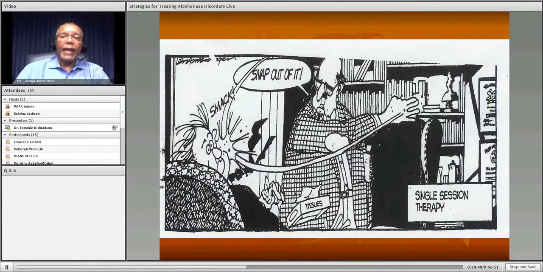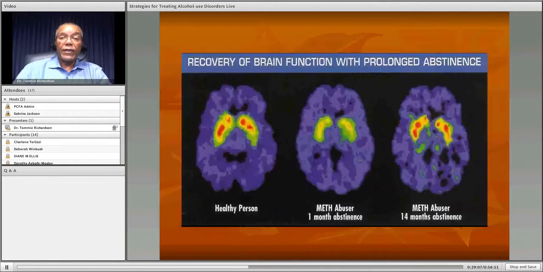You want to be kind, respectful rather, and let them know that you are concerned about them, that they are not bad, they're not weak, but addiction is a disease just like hypertension, diabetes, or cancer for that matter.